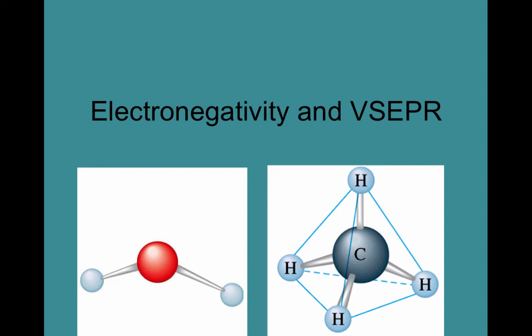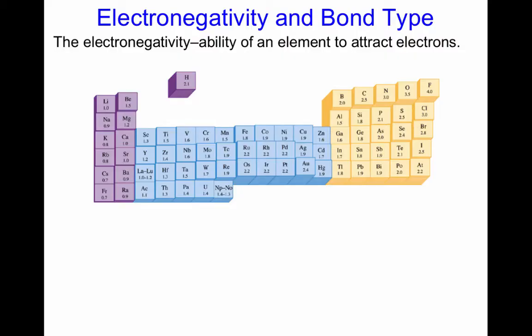I'm going to be talking about a periodic trend called electronegativity, how that determines the bond type, and then what's called the VSEPR model, which is the system for determining any 3D shape of a given molecule. First, let's talk about electronegativity and bond type.